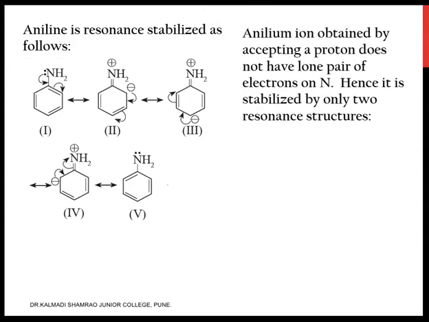The anilinium ion obtained by accepting a proton does not have a lone pair of electrons on nitrogen. Hence it is stabilized by only 2 resonance structures. So when the aniline accepts a hydrogen atom from outside to become the anilinium ion, it forms like this. You can observe in the resonating structure that only the pi electrons will shift inside and you get the final answer.